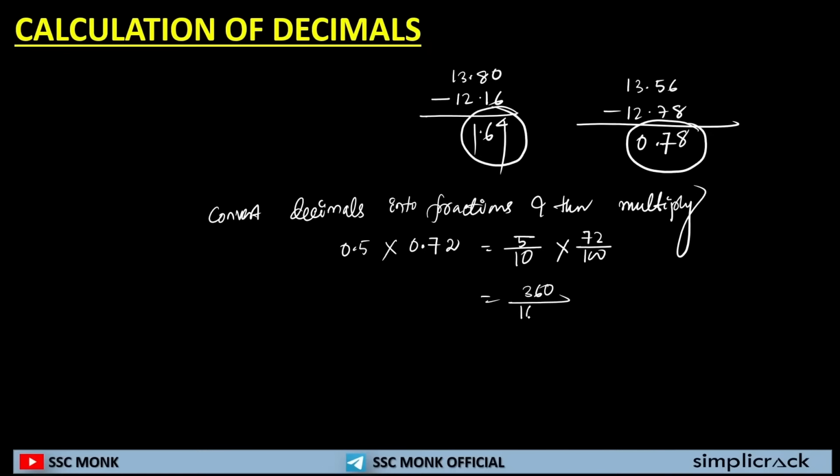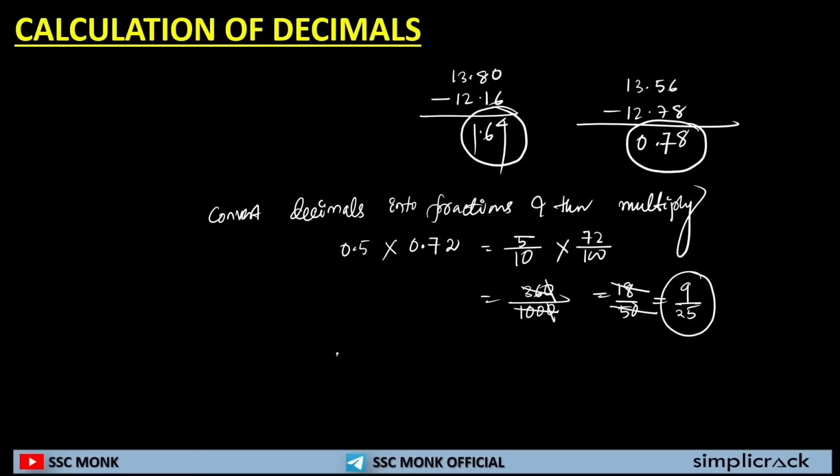Divided by 10 into 100 is equal to 1000. 0 0 gone. I can solve it further. 2 18s are 36, 2 50s is 100. Again I can solve it further. 2 9s are 18, 2 25s are 50. So the answer is 9 by 25. So this is how you can do the multiplication. In terms of division, you can do the same.